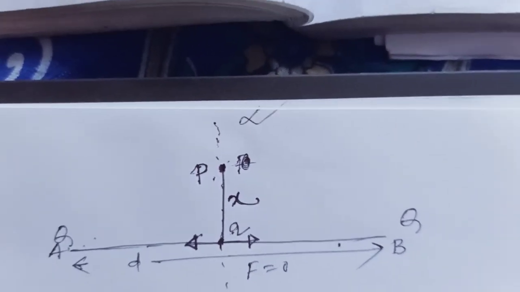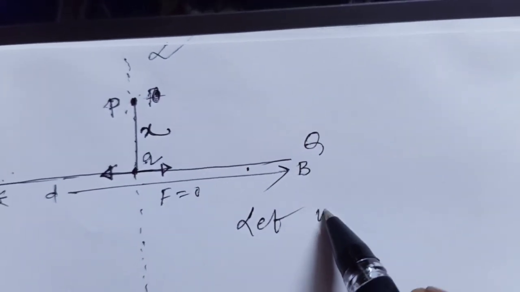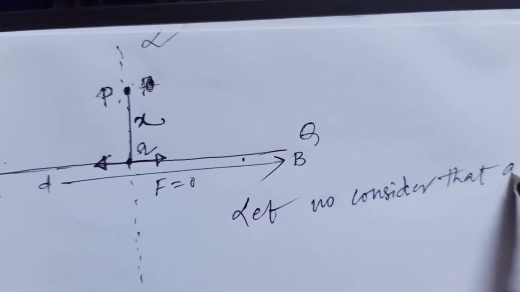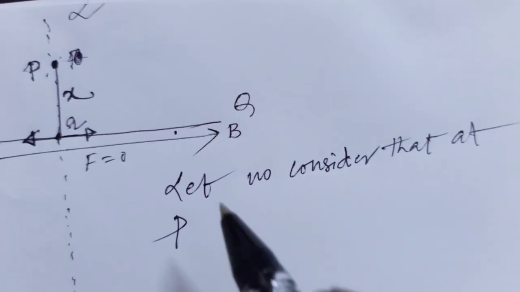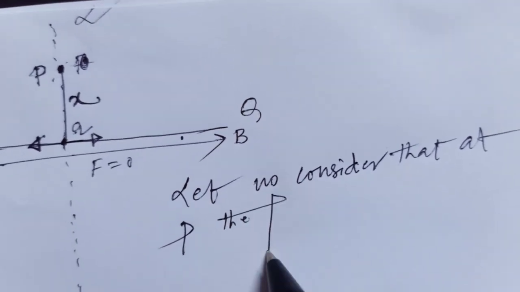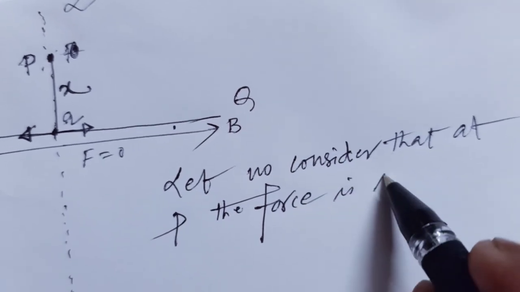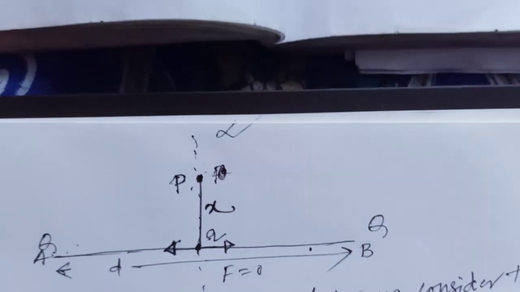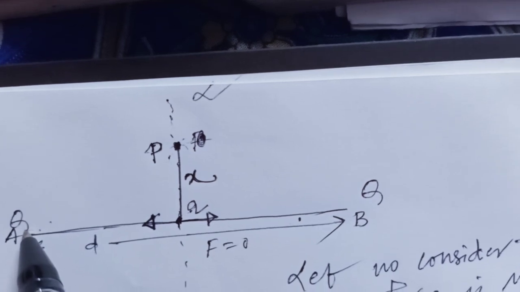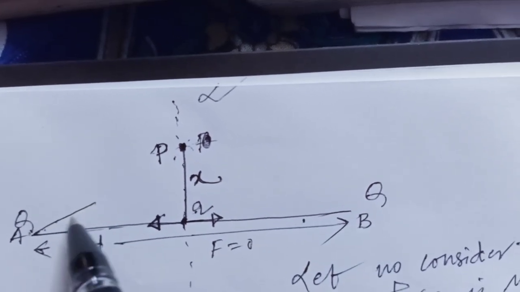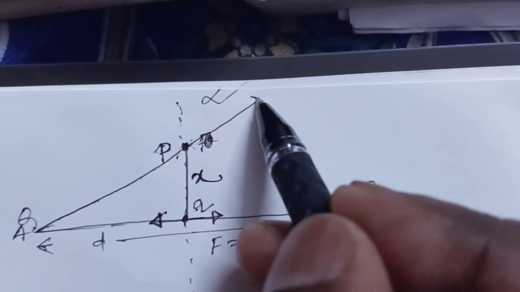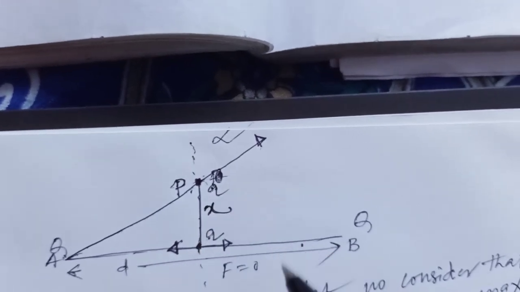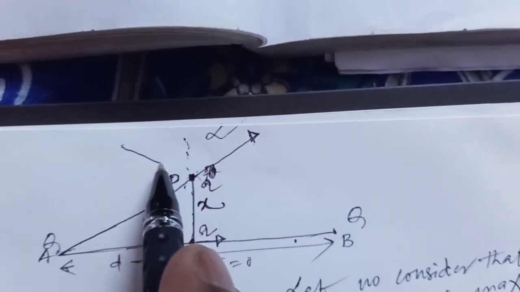So let us consider that at P the force is maximum. So what is the force at that particular point? This charged particle gives a repulsion force along this direction, and that particular charge Q also gives a repulsive force along this direction.